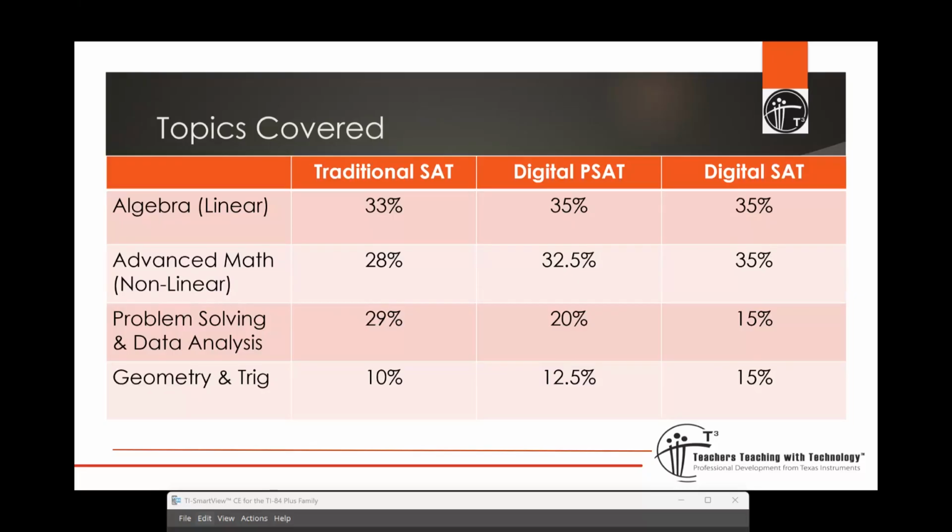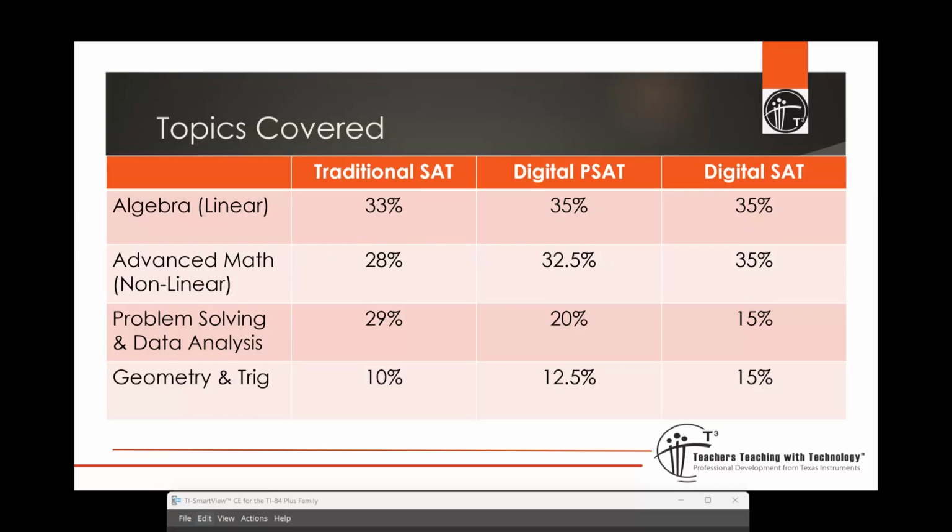But one thing that really pops out at me is that geometry is more heavily covered here, and data analysis and problem solving is quite a bit reduced, in fact, by half. So it looks like the old traditional SAT was just over 60% algebra and advanced math, Algebra 2 sorts of things. Now it's about 70. So there has been a little bit of a shift in the topics and how heavily they're weighted on the test.